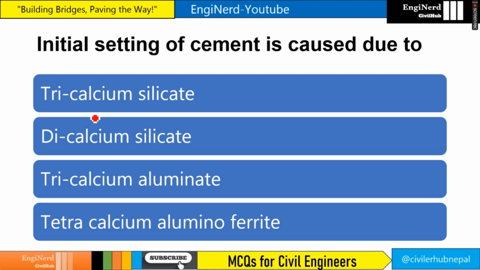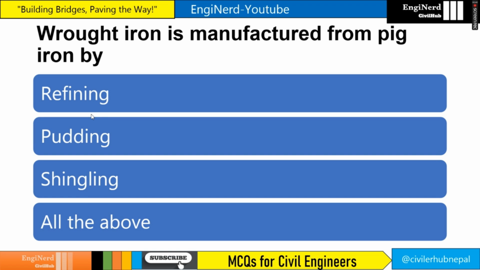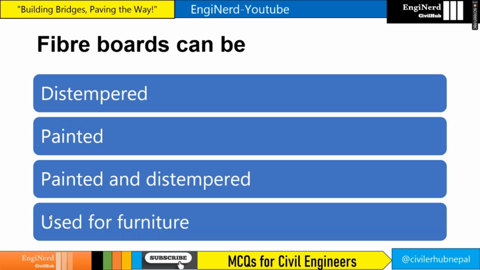The initial setting of cement is caused due to tricalcium aluminate, right? It is simple. Wrought iron is manufactured from pig iron by all of these processes: refining, bottling, singling, rolling, right? These all are the options. But if it is asked from the white or forged pig specifically, then it will be only bottling directly, right?